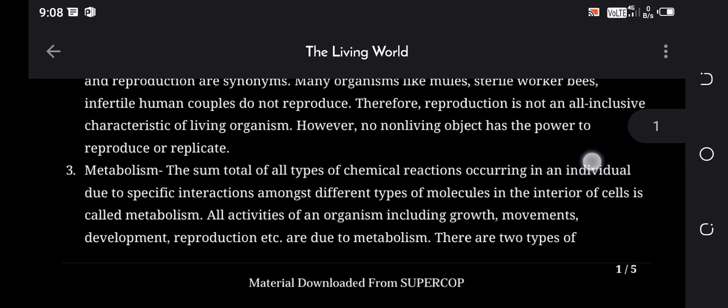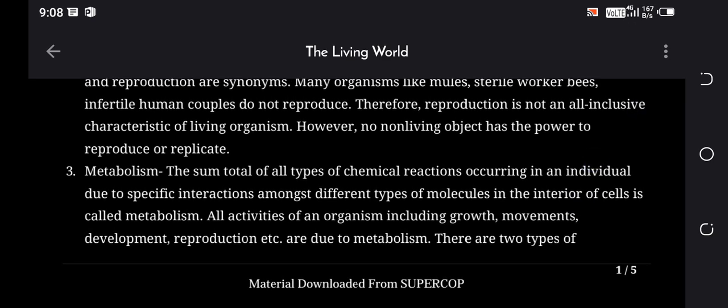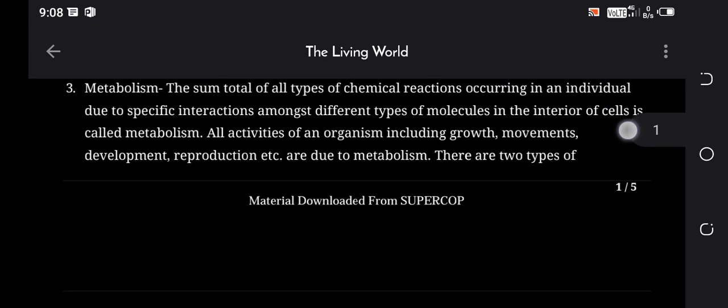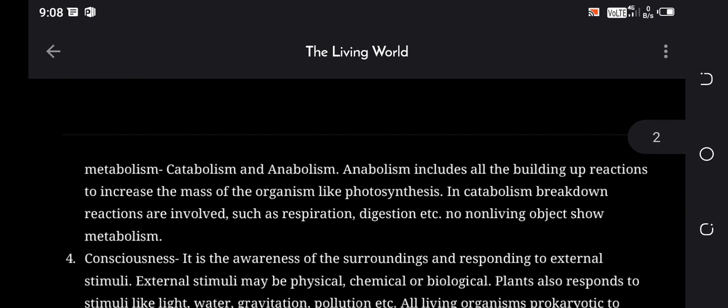Third is metabolism. The sum total of all types of chemical reactions occurring in an individual, due to specific interactions amongst different types of molecules in the interior of the cell, is called metabolism. All the chemical reactions going on inside our body are metabolism. All activities of an organism like growth, movement, development and reproduction are metabolism. There are two types of metabolism: first is catabolism and second is anabolism.